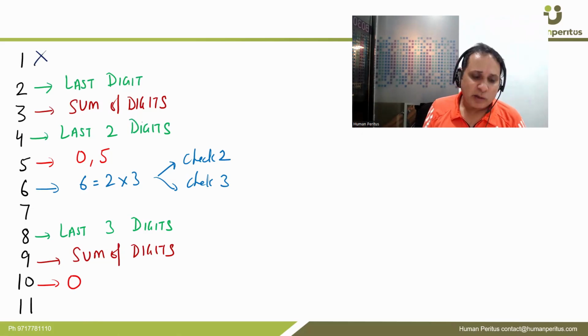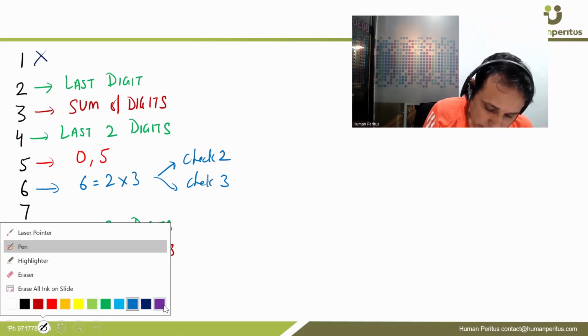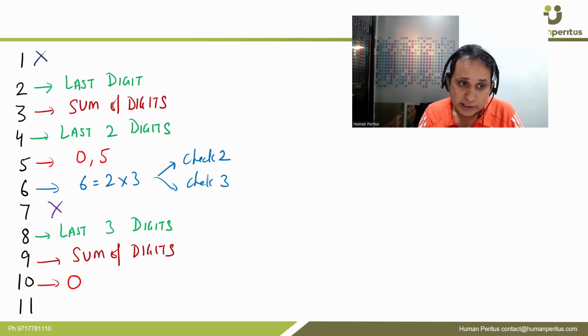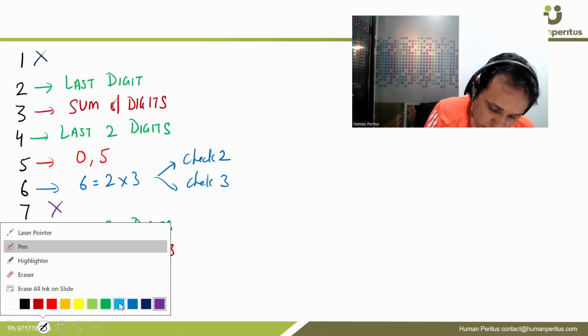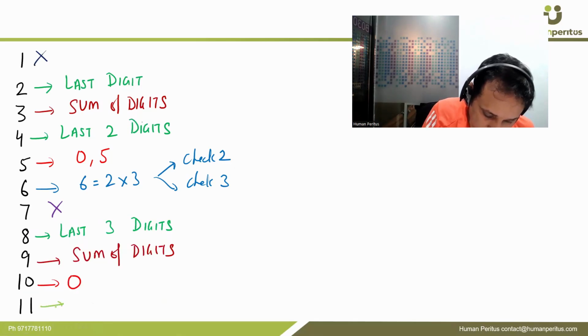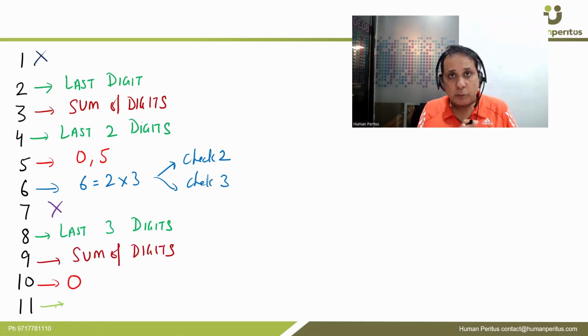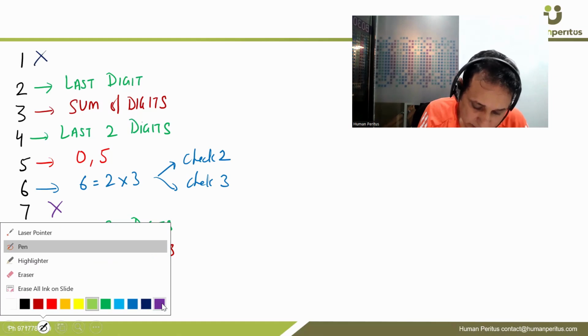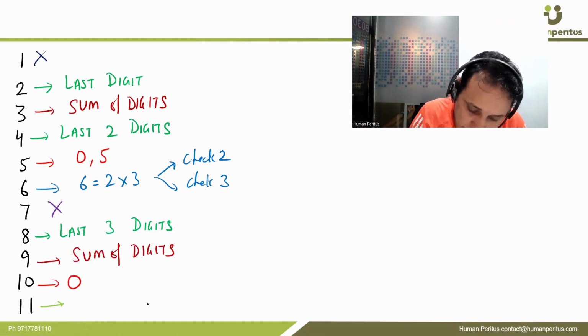Now, what about 7? So 7 we will not learn today, guys. It's not required for your exam. What about 11? Yes, we have to do it. So 11 is a slightly tricky one. We sum up alternate digits, we find their difference, and then we try to find whether it's divisible by 11 or not. So let me give an example.